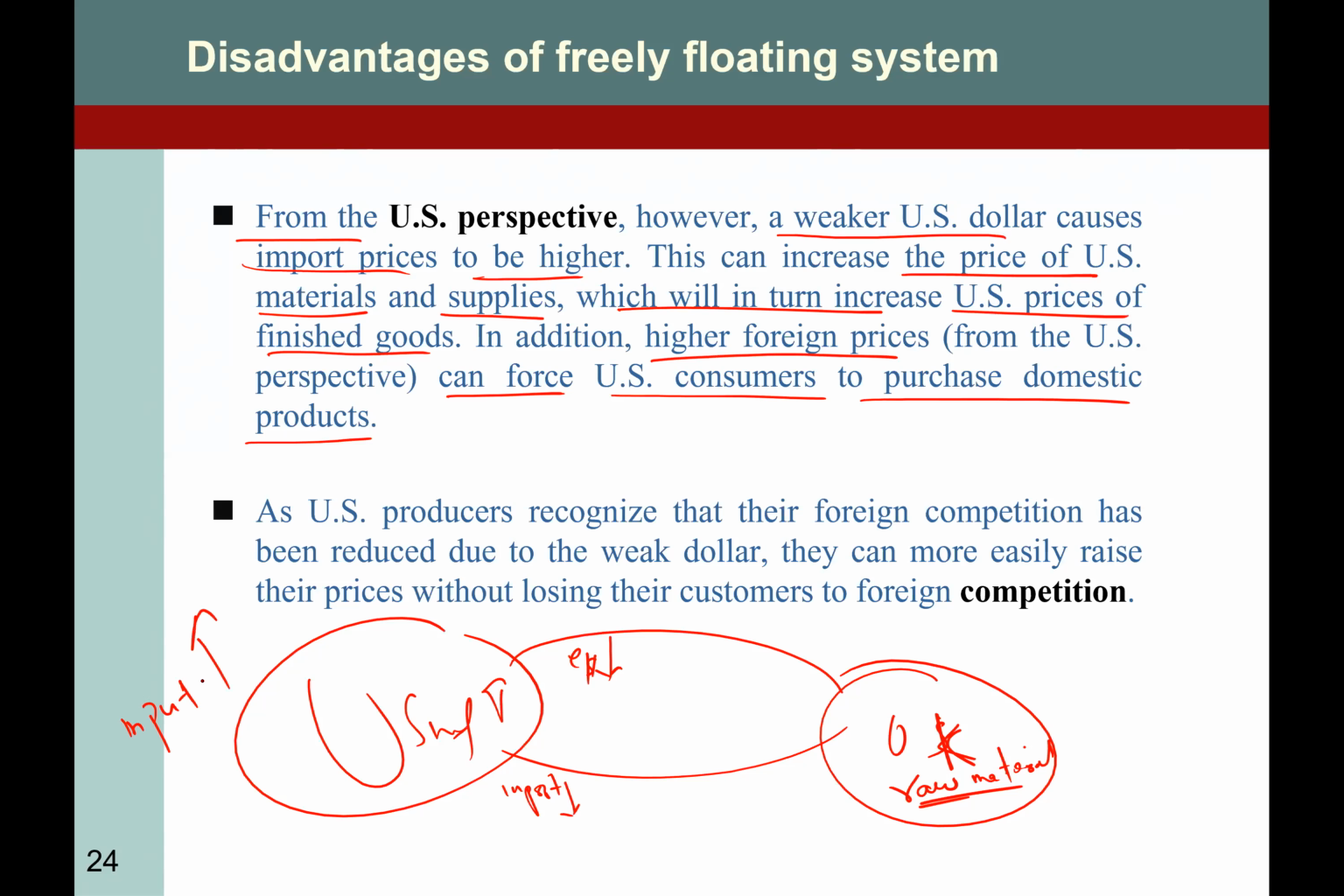If input prices increase, then of course the final good prices also increase. So as US producers recognize that their foreign competition has been reduced due to the weak dollar, they can more easily raise their prices without losing their customers to foreign competitors. Although the price of the UK products looks cheaper, they have to decrease their price to cope with the competition, and in that case they will be losing more money.